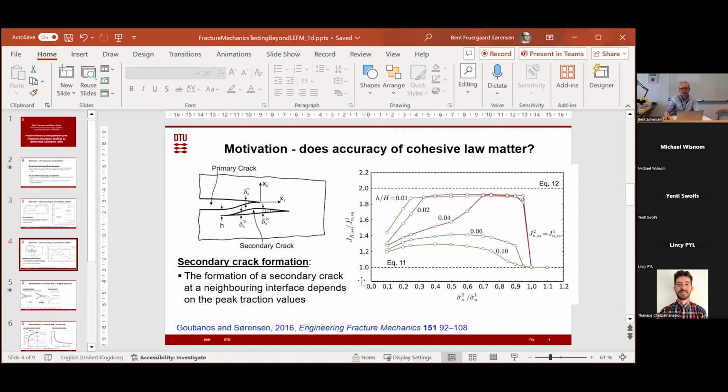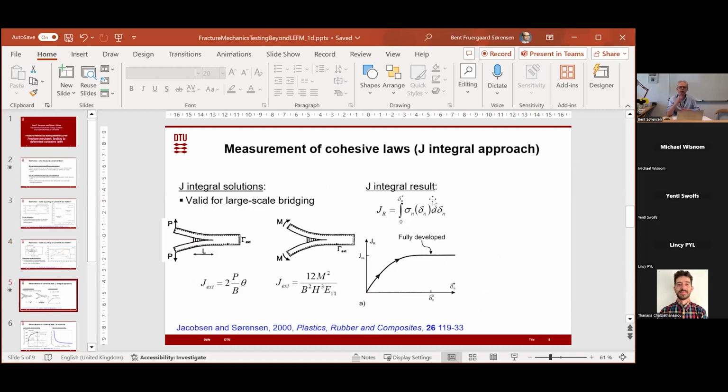What controls this? This plot shows the overall fracture resistance normalized by the fracture energy of the primary crack. This horizontal axis shows the ratio of the peak stress of the secondary crack to the primary crack. If the peak stress of the secondary crack is higher than the primary one, we are up here, and the secondary crack doesn't form at all, and so the fracture energy is just that of the primary crack. But if it's lower, we have the possibility of getting this secondary crack and then extra energy uptake.